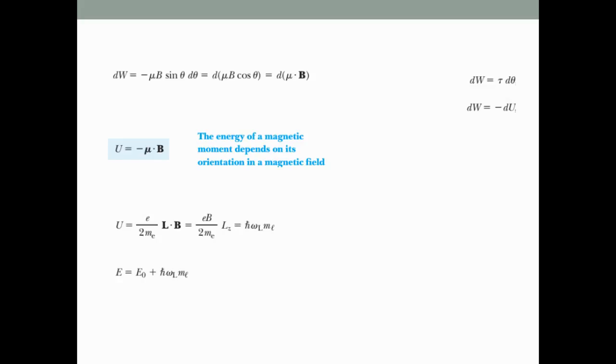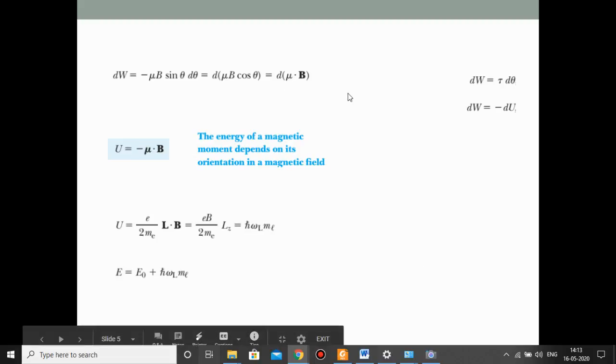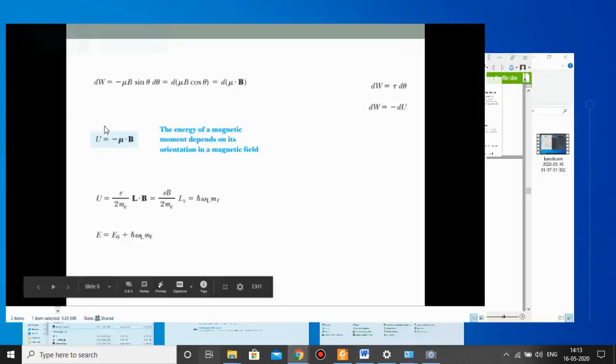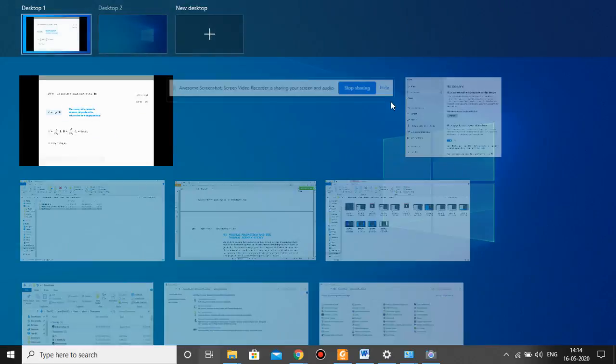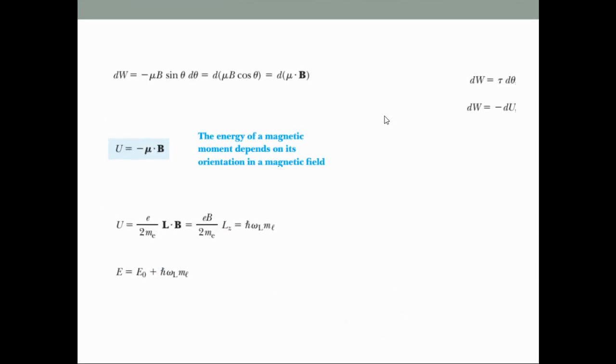Now the work of the torque to produce the angular displacement d theta is dW, dW is equal to tau d theta, and so dW is equal to minus mu B sin theta d theta, again equal to d of, we can write d of mu B cos theta, that is differential of mu dot B.